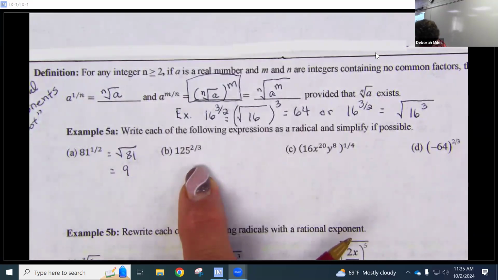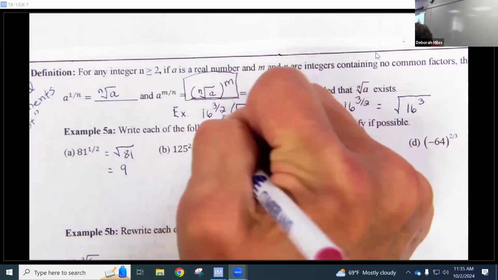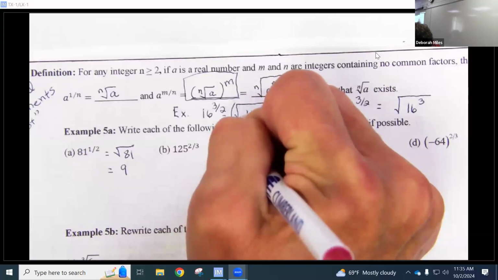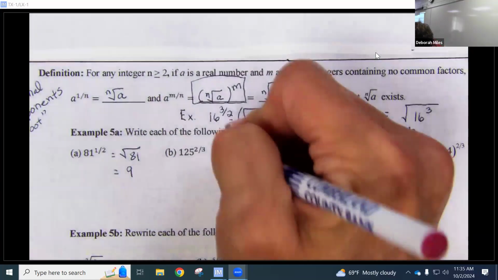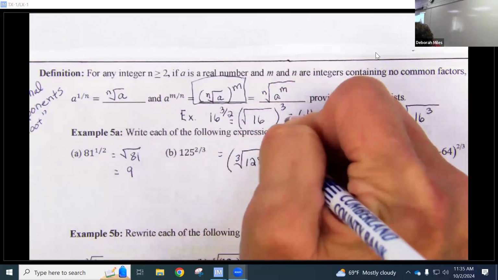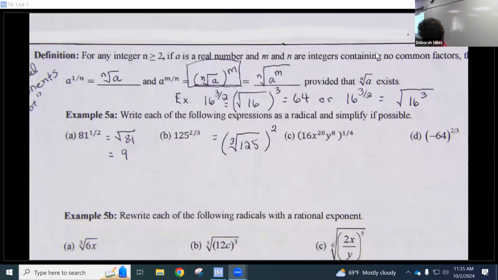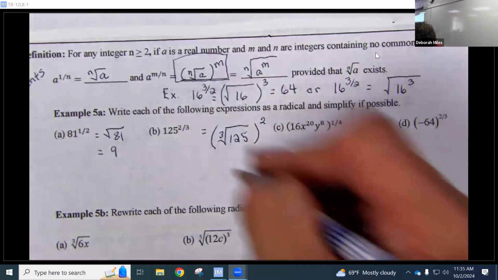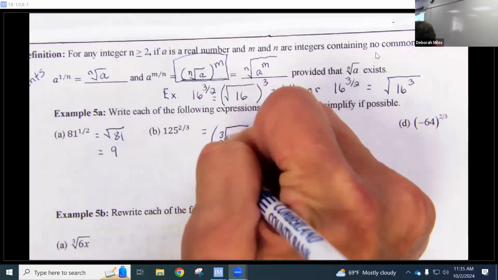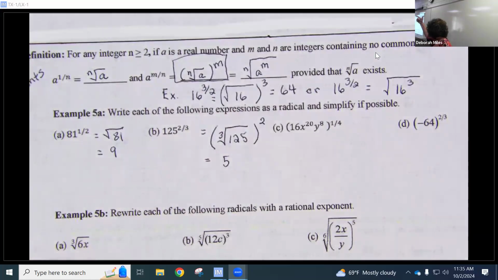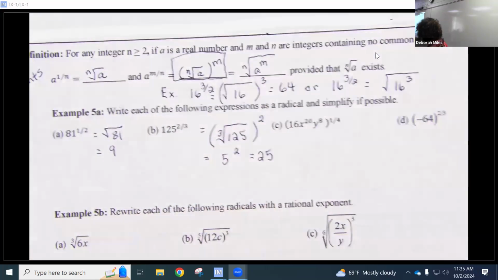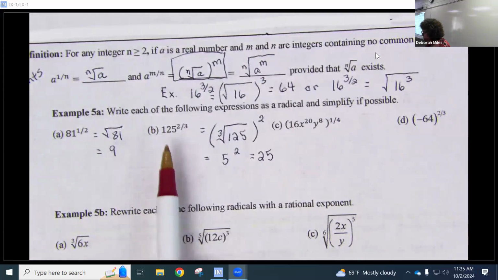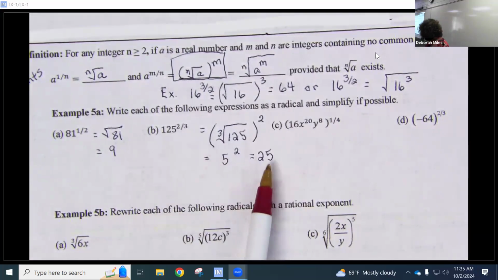Always the denominator. That's the cube root of 125. And after we take the cube root of 125, we have to square it. So cube root of 125 is 5. 5 times 5 is 25 times 1 more 5 is 125. And then square it, and you get 25. 125 to the 2/3 is 25.